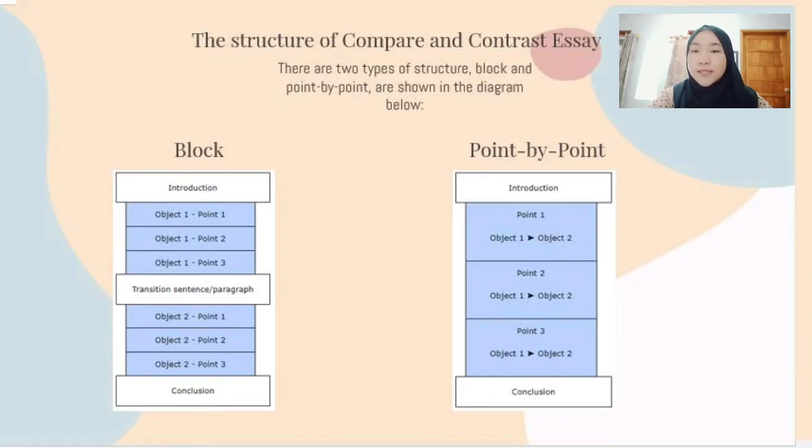So the difference is that in the block structure, it is explained one by one. For example, explain the first object and then later explain the second object. But in the point by point structure, the explanation compares both of them on each point. For example, in this case, shopping online and traditional, from the price or maybe the seller and so on. And the last part is the conclusion.